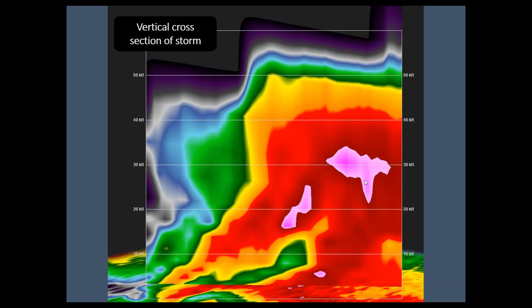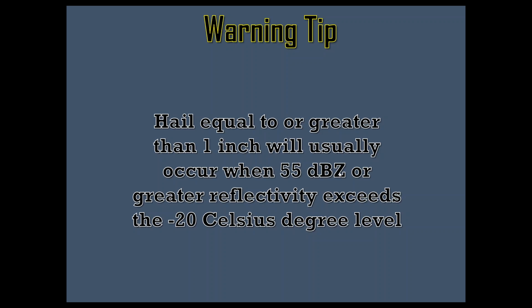You can see that you have 60 to 65 dBZ values, really high values that are up pretty high. This is up at 30,000 feet and you have this strong of a signal. That means there's some really strong hail in there. So this is something to think about too.